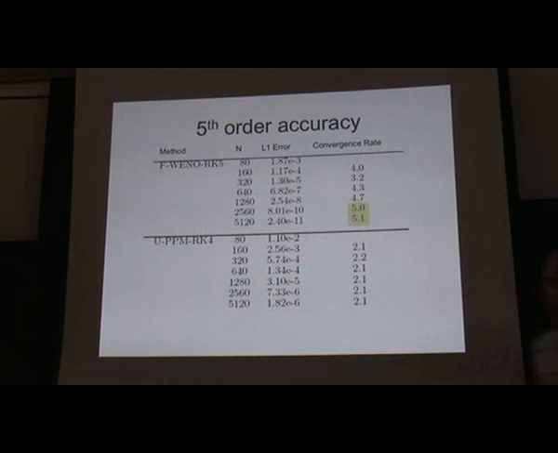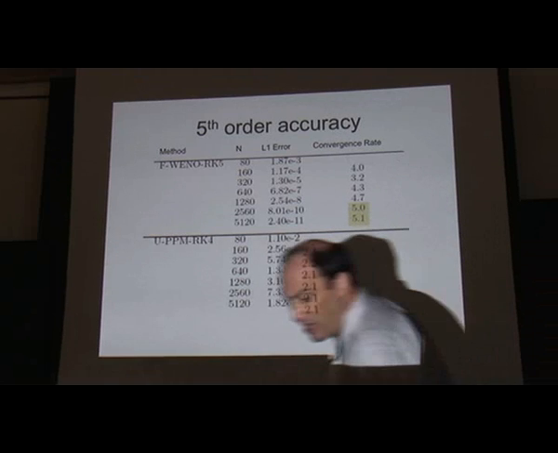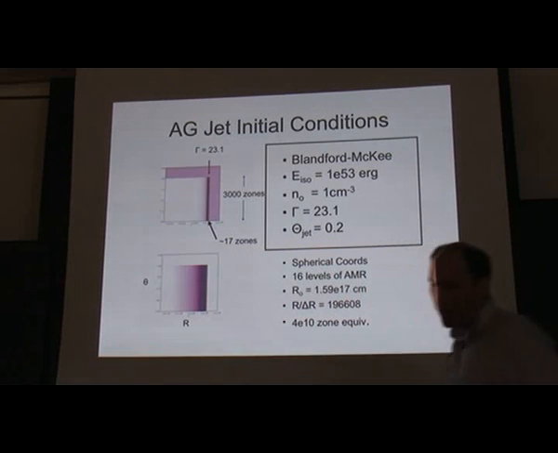Another aspect of this code is that it's fifth order accurate in space, and that's very important because we really need high resolution to resolve the dynamics behind this very thin shock. We've shown and published that this method, so-called WENO, is fifth order accurate in space and time. So that's a significant improvement over old methods.